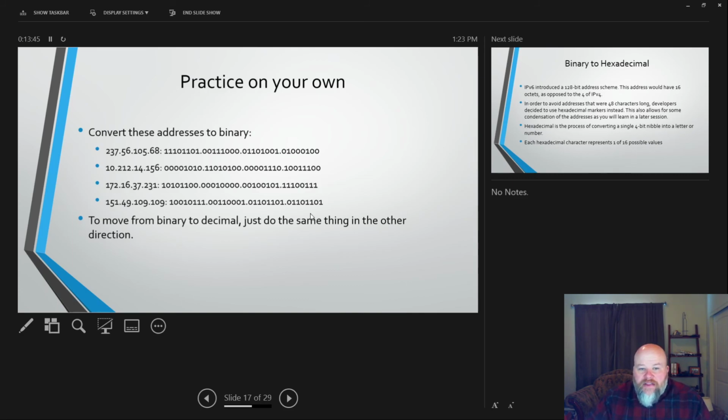So like we could look at this last one and say, okay, 1 plus 4, so now I'm at 5, plus 8, so now I'm at 13. The 16 value is off, the 32 value is on, right? So 13 plus 32, now we're at 45, and the 64 value is on. So now we're at 109. All right? That's all there is to it. And you just work your way backwards across it.